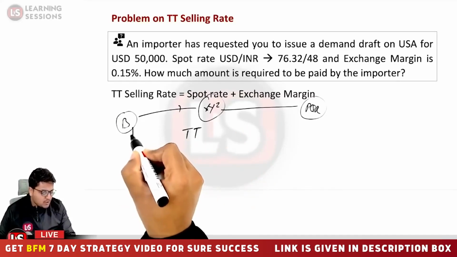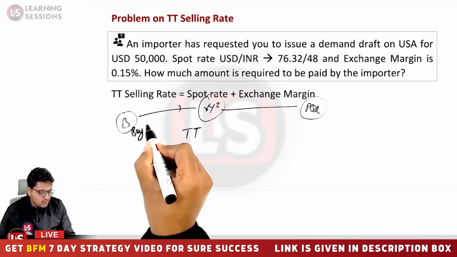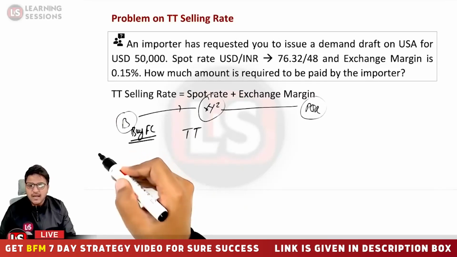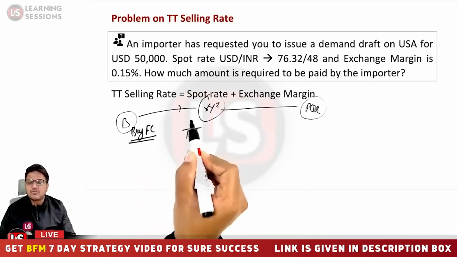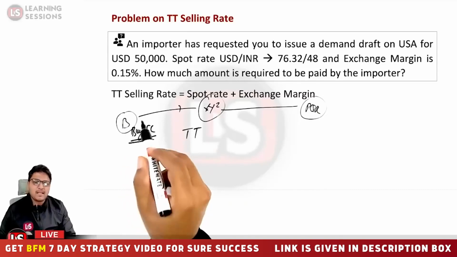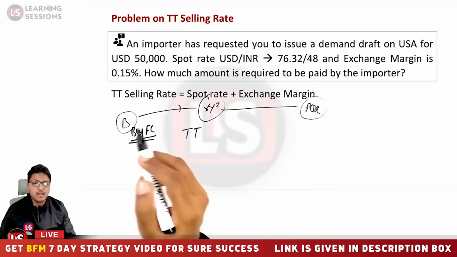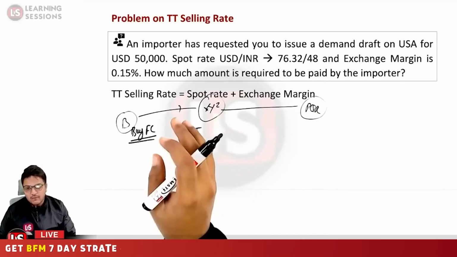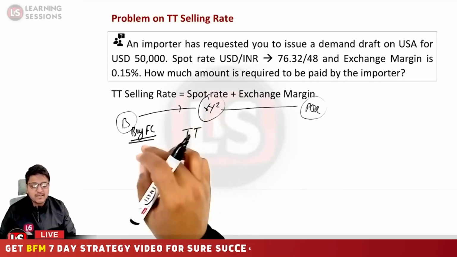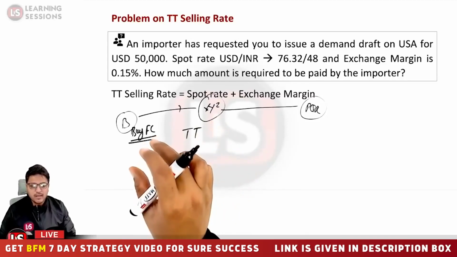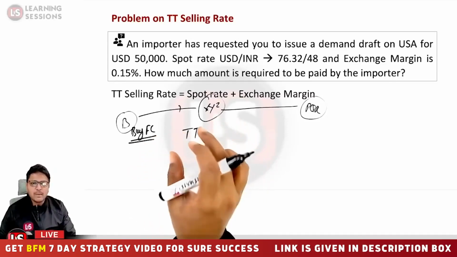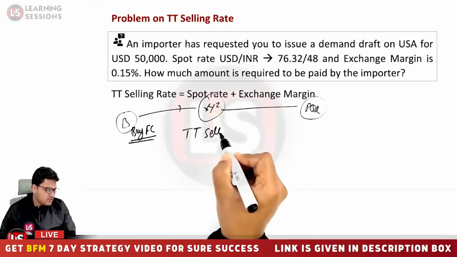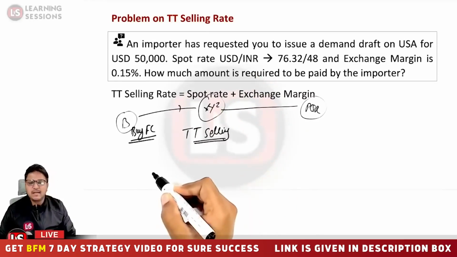And customer B wants to buy the foreign currency. At what rate will B be able to buy the foreign currency? At a price at which the bank is ready to sell. If B wants to issue a demand draft in USD, he needs to purchase the foreign currency. So at what price will he buy it? At a price at which the bank is ready to sell. The bank is ready to sell at the selling price itself. So it will be the TT selling rate which will be applicable.